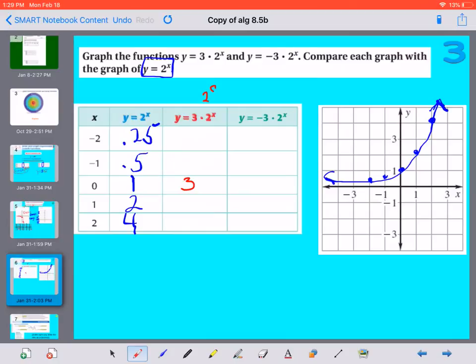If I put in 3 times 2 to the 1 power, that's going to give me 6. 3 times 2 to the 2nd power, it's going to give me 12. 3 times 2 to the -1 power is 1.5. And 3 times 2 to the -2 power gives us 0.75.